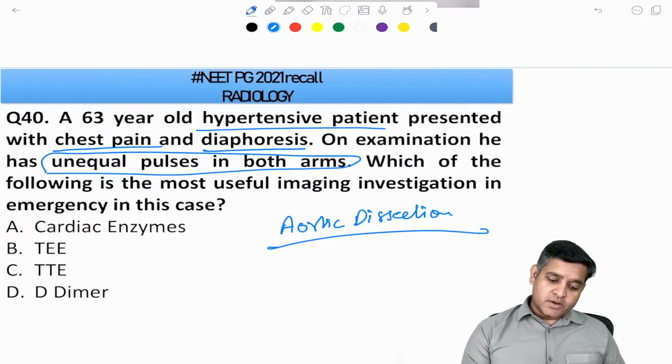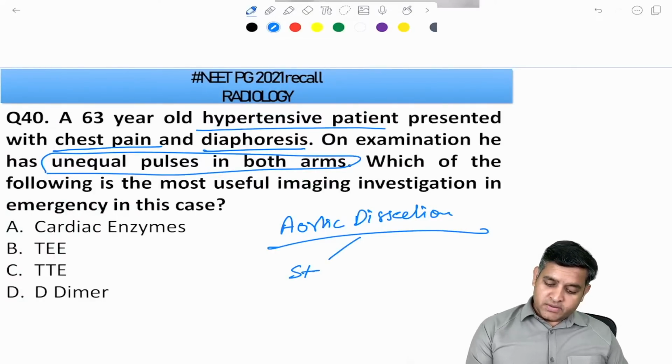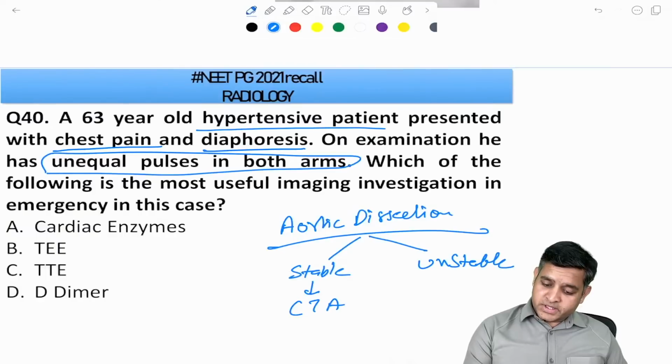Aortic dissection. Now, which of the following is the most useful imaging investigation in emergency in this case? So, acute aortic dissection, if the patient is stable, I would like to go for a CT angiography. However, if the patient is unstable and I want to do an emergency investigation, the answer is TEE.